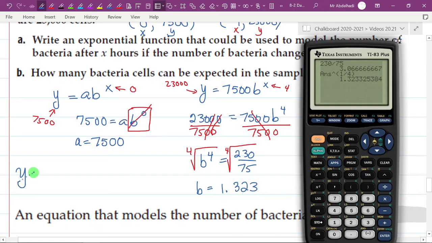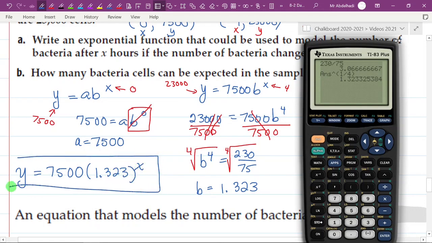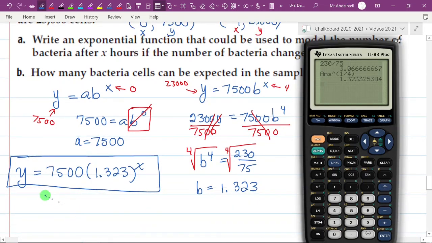So what's our function here? It's y equals ab to the x. We said a was 7,500 and b is 1.323, to the power of x. There's the answer for part A. That's the function. And now the question was, how many bacteria cells do you have after 12 hours? Well, you just have to take this and plug in a 12 for x, right?